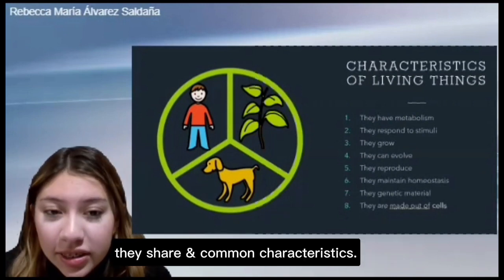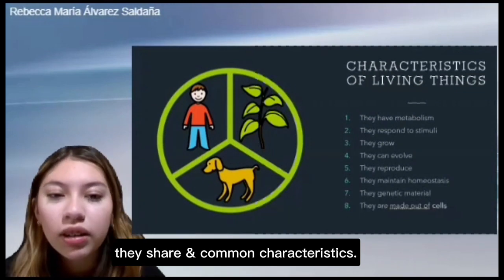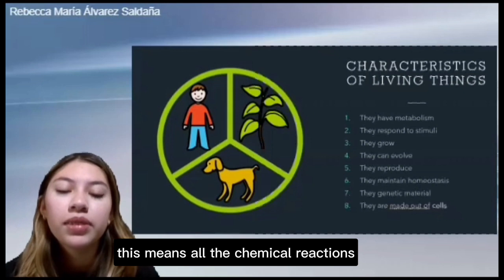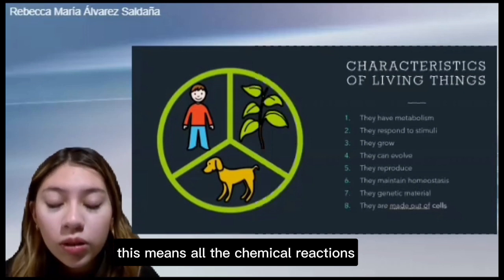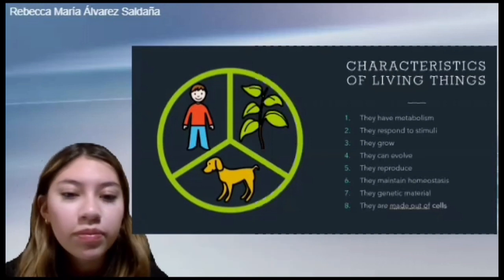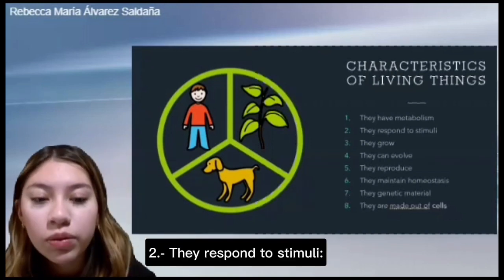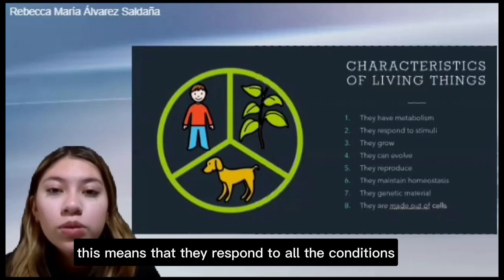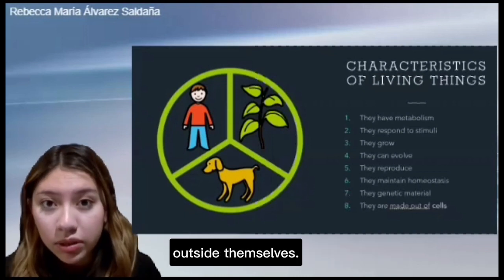Today I'll be explaining the characteristics of living things. Living things share 8 common characteristics. 1. They have metabolism. This means all the chemical reactions inside the body to create energy. 2. They respond to stimuli. This means that they respond to all the conditions outside themselves.